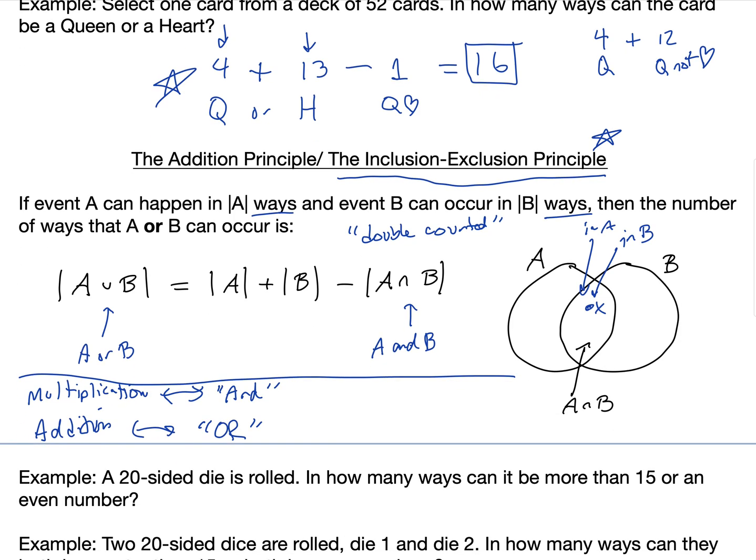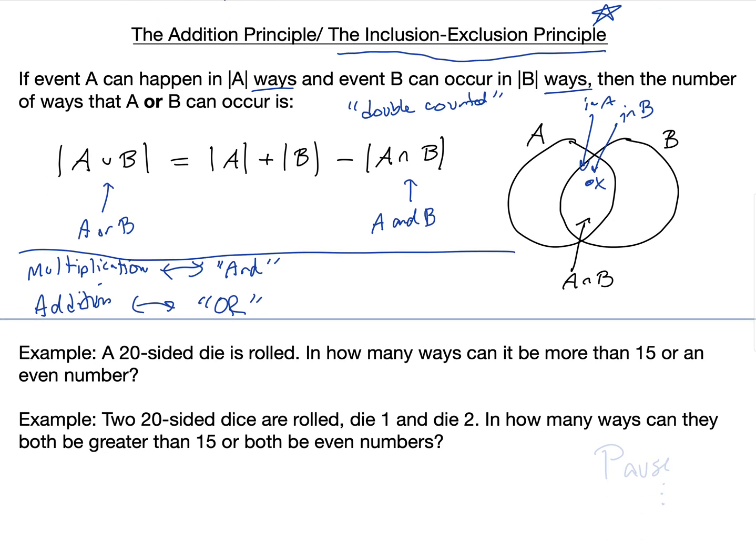So here are 2 more examples for you to try out, and then we'll talk about them together. So first, a 20-sided die is rolled. In how many ways can the die be more than 15 or an even number? And next, let's say that we roll 2 20-sided dice, die 1 and die 2. In how many ways can these dice either both be greater than 15 or both be even numbers? So I'd like you to pause and think about these for a moment.